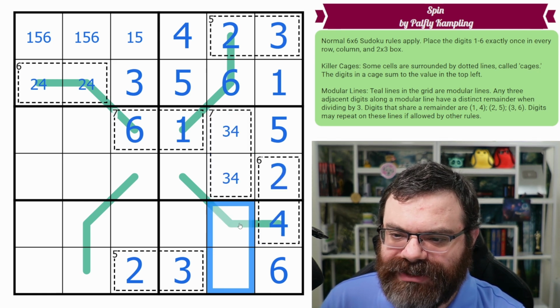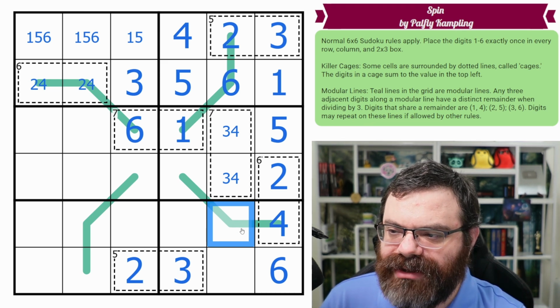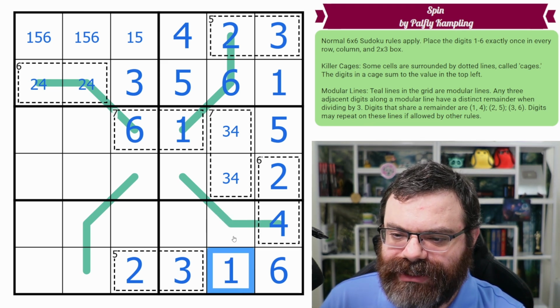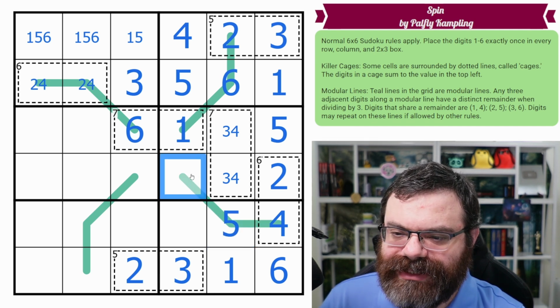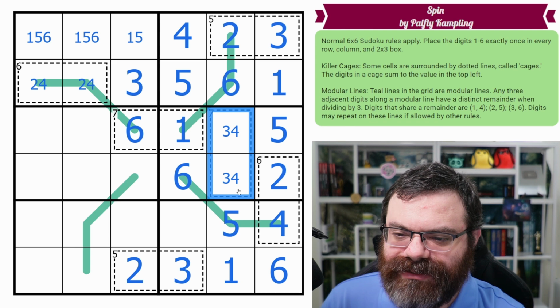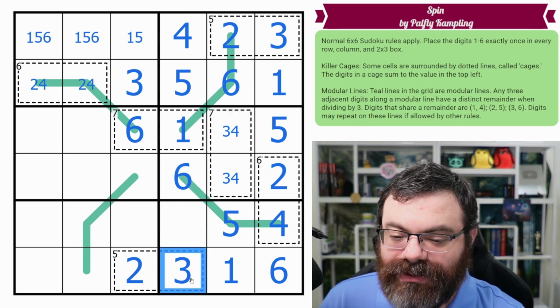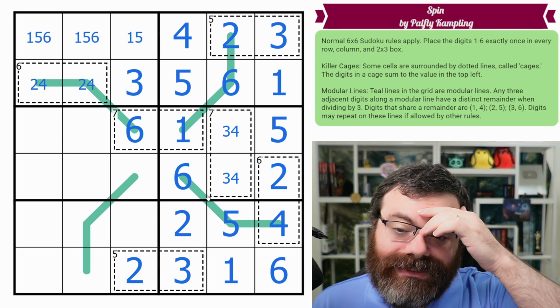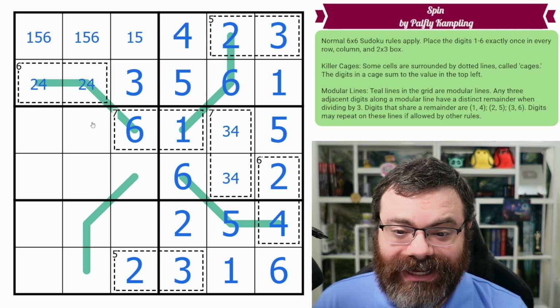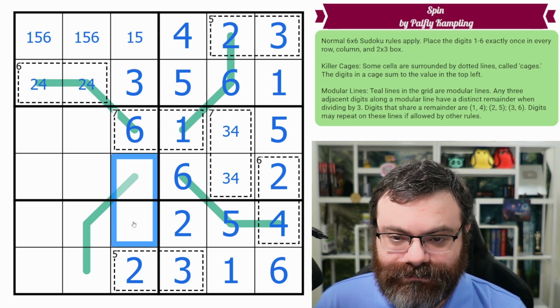That means this is a pair as well. We need a 1. The 1 cannot go on the modular line with the 4, so the 1 goes here, and we need a 5. Well, now there's a 4 and a 5 on here. We need a 3, 6. That goes here. This has to be 6 because the 3 is in the 7 cage. Also in the column. And then this is a 2. Nice. Okay, well, that resolved a lot. Almost done with the puzzle, I think.